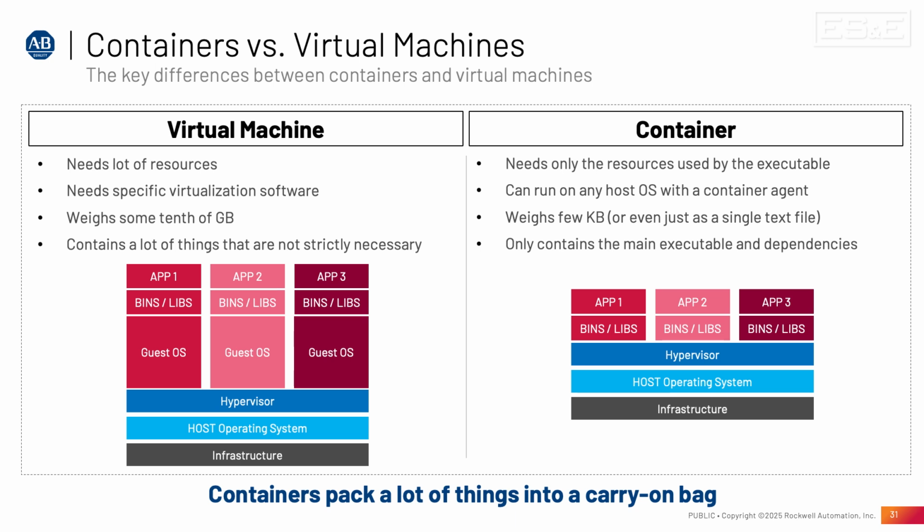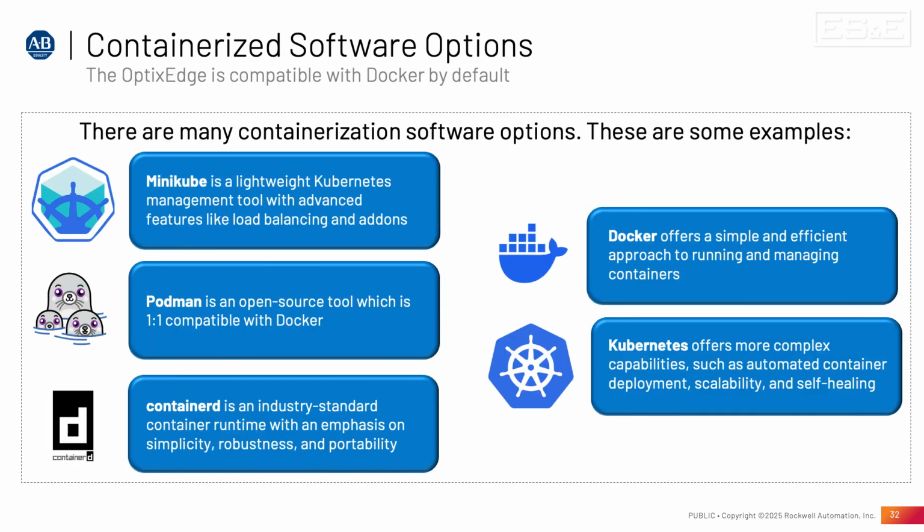So running a container on a PC that does not have Windows, it could be Linux-based or Ubuntu. So what we do is you can deploy Guardian AI on that one machine, and you can also deploy Logix AI on that same thing if you've got a robust enough IPC. And there are different software you could use to actually deploy containers. So some of those options are Minikube, Podman, Docker, Kubernetes, and Containerd.